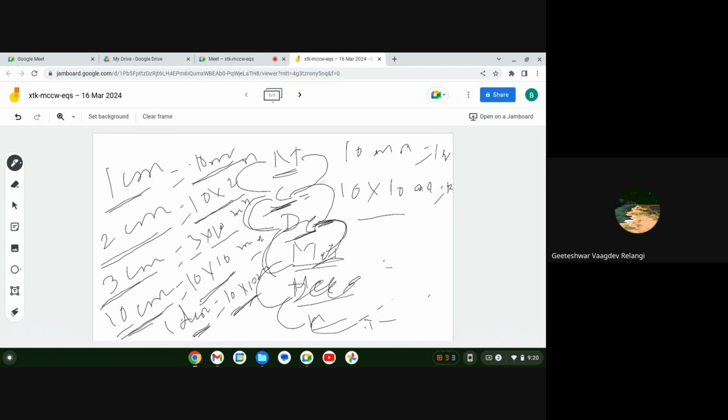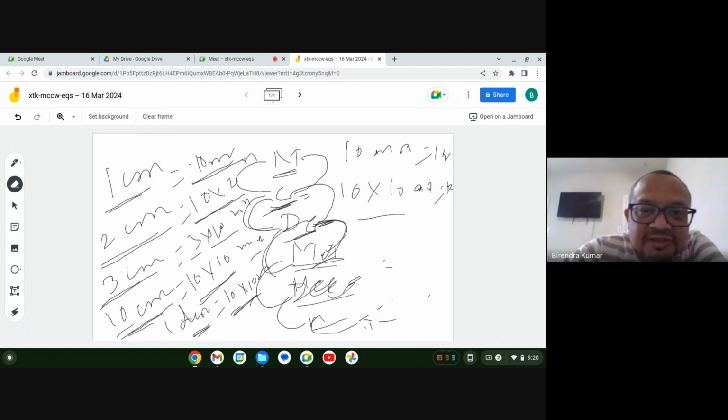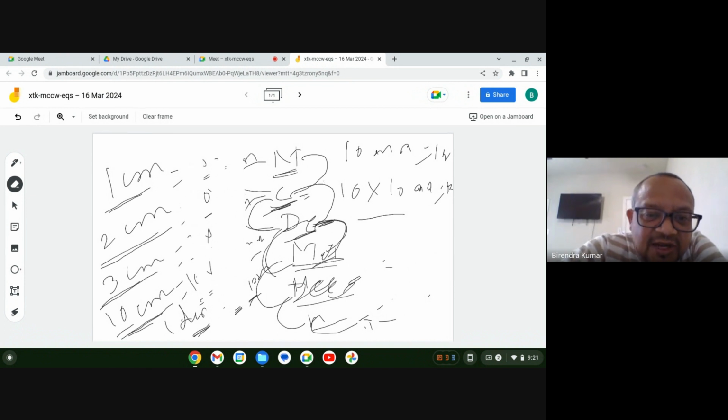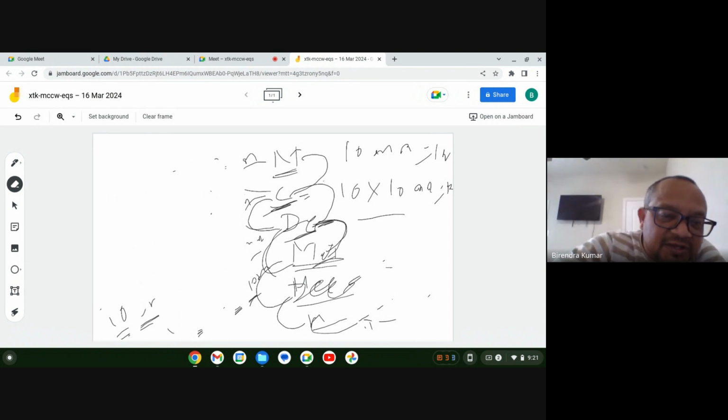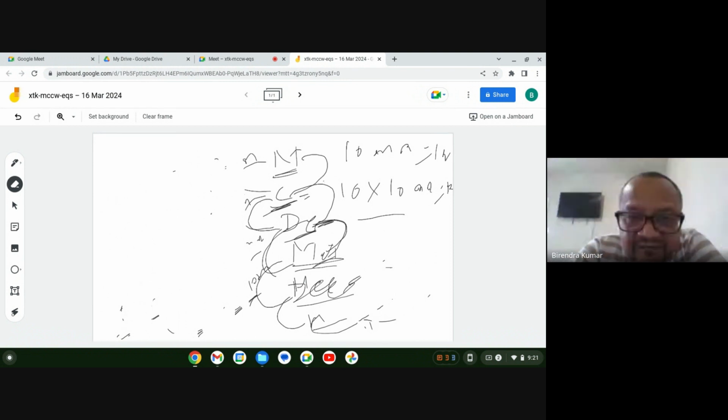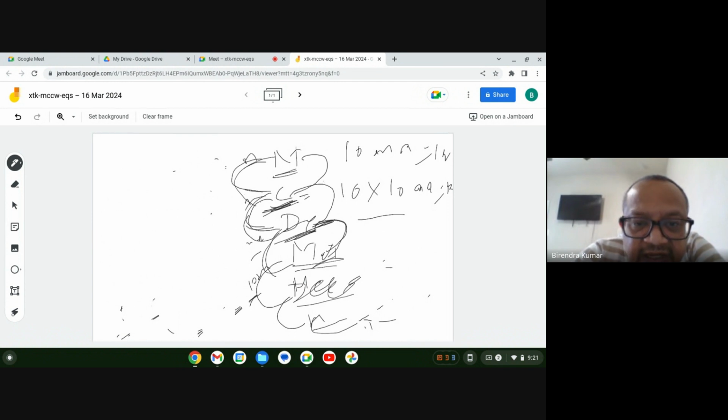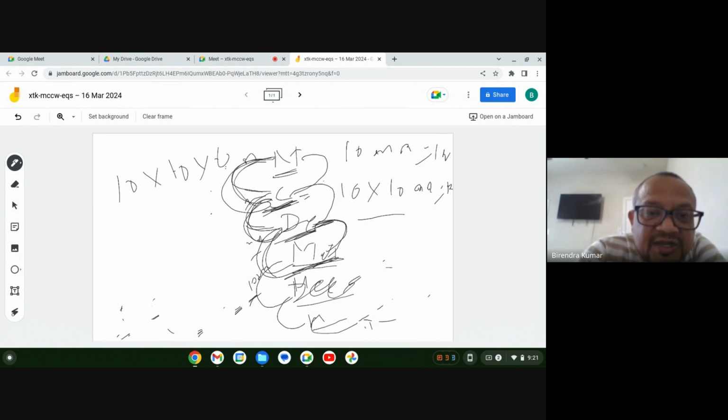Now comes the reason why I was stopping Gitesh. I told him don't say 100. I will still keep saying 10 by 10. What I'm interpreting from this is that every step I jump, I multiply by 10. So 1 centimeter is 10 millimeter. 1 decimeter is 10 into 10 millimeter. If I talk about a meter, how many times am I jumping? 1, 2, and 3. So that becomes 10 into 10 into 10. Every time you jump, you multiply by 10.